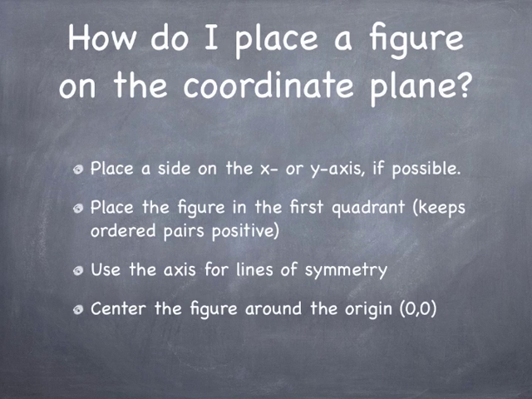So when placing a figure on the coordinate plane, a couple of things to remember. First, place one side of the figure on either the x or y axis, if that's possible. Next, sometimes it makes sense to put the figure in the first quadrant. The benefit of this is it keeps the ordered pairs positive. Sometimes that's not a good idea, and sometimes we want to use one of the axes for lines of symmetry, either the x-axis or the y-axis. And lastly, it's nice to center the figure around the origin, the point 0, 0. So let's try a couple of examples.